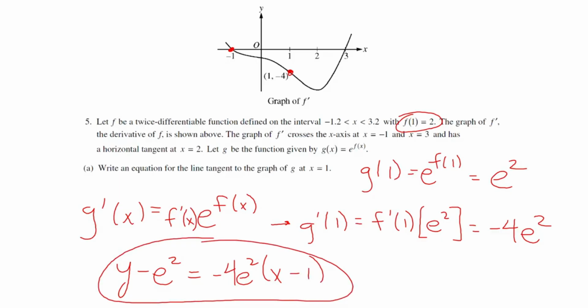And that was worth 3 points. 1 point for just having an expression for g prime, 1 point for having the values of g and g prime, and 1 point for the equation.